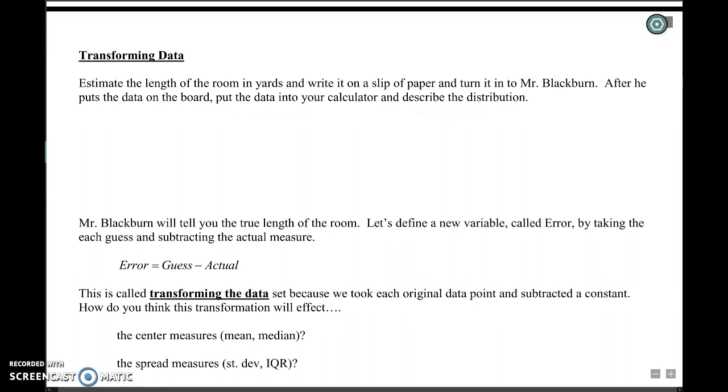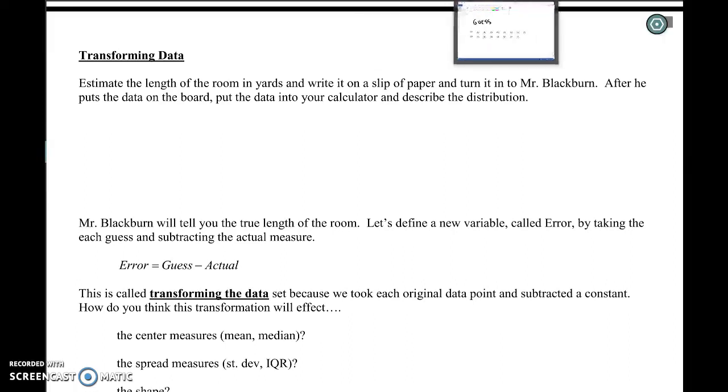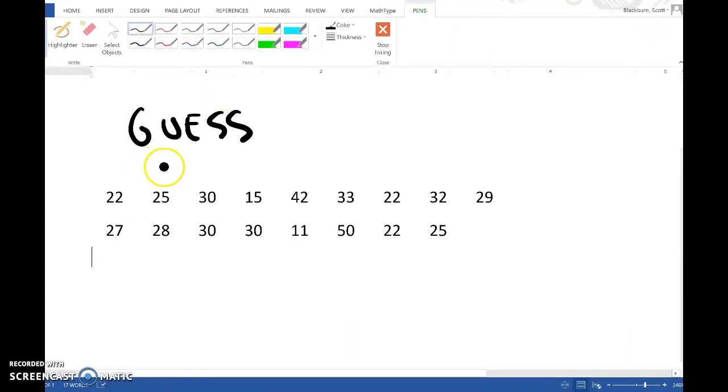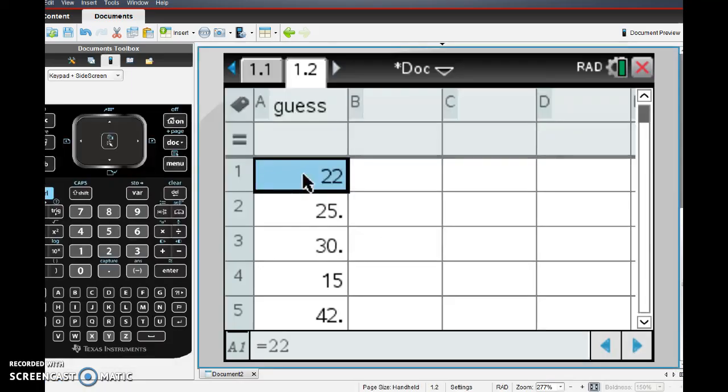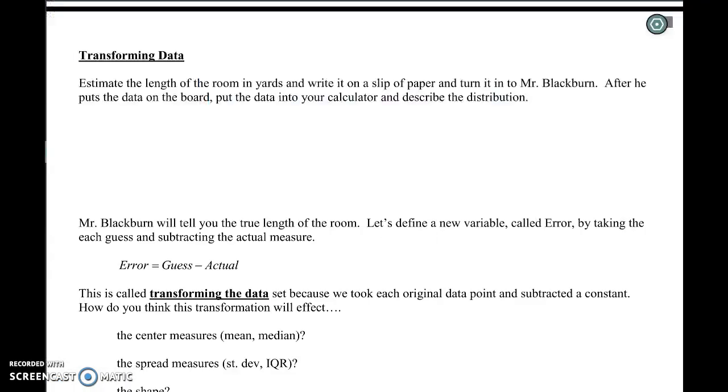So we can't really do that because I don't have the data or we don't have a class. So if you want to follow along, go ahead and pause the video, call the variable guess, put this data into your calculator, and we'll analyze it. I've already put it in my calculator. It's under guess, and we'll just start from there.